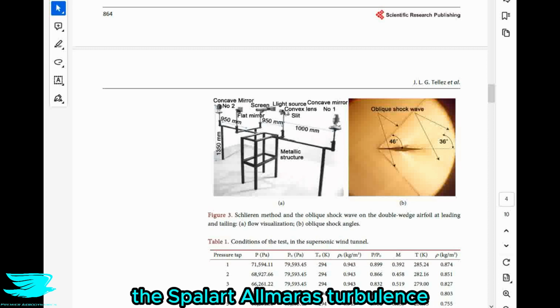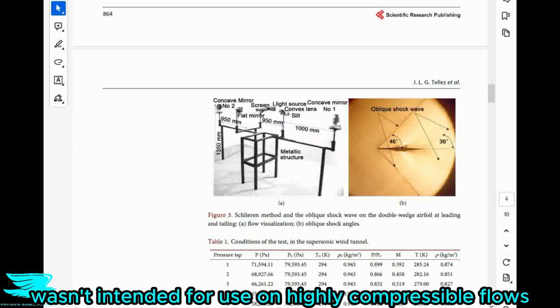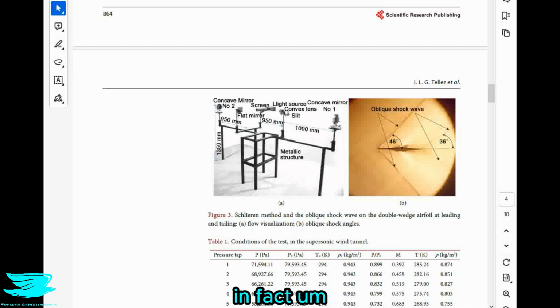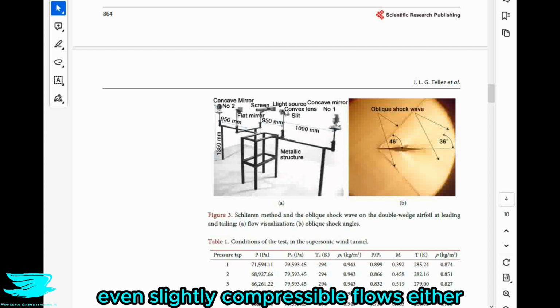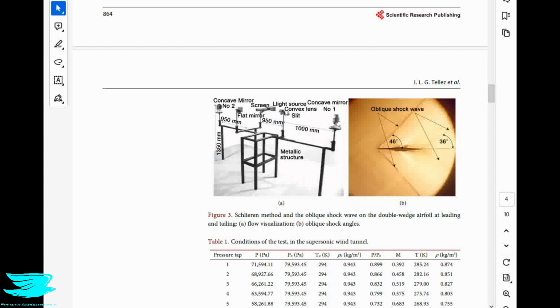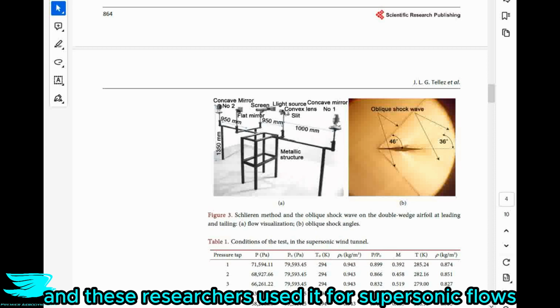originally, the Spalart-Allmaras turbulence model wasn't intended for use on highly compressible flows. In fact, it wasn't really intended to be used on even slightly compressible flows either. It was really just meant for low speeds. And these researchers used it for supersonic flows previously.